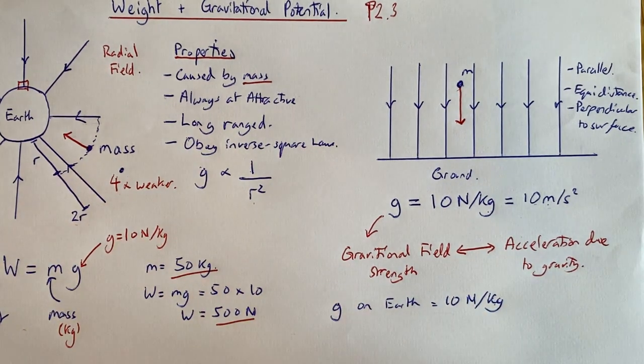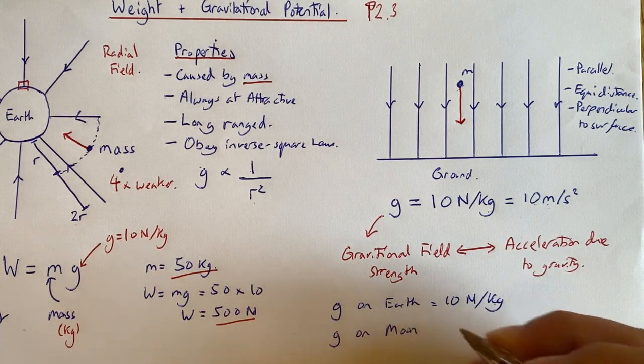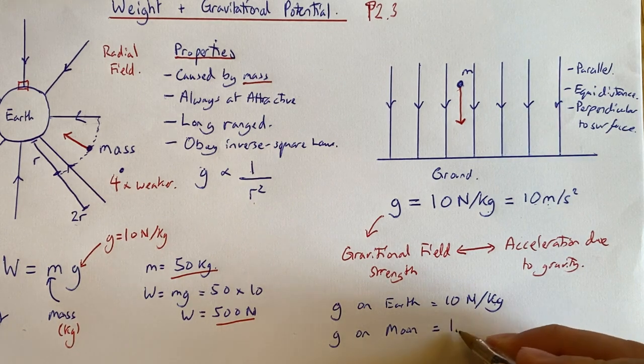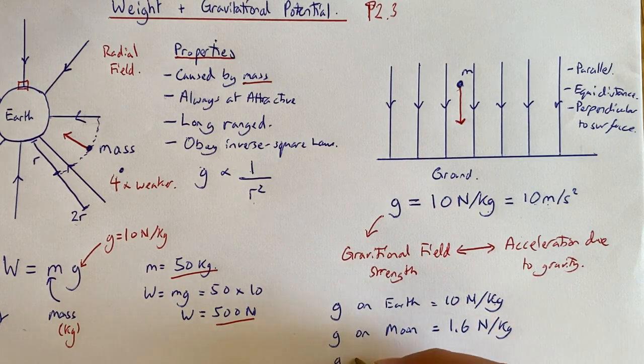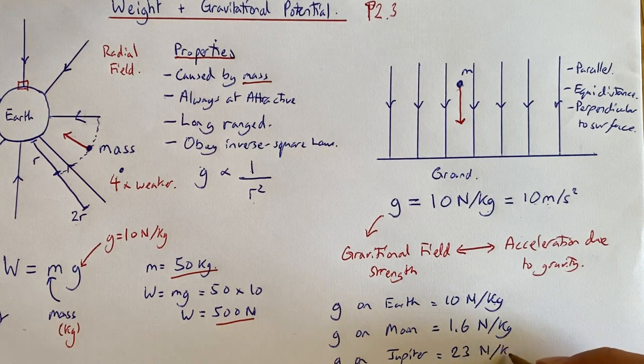I apologise for that. G on, say, for example, the moon. Now, the moon is about 6 times smaller than the Earth. So G on the moon is 1.6 newtons per kilogram. Jupiter, which is the largest planet in our solar system, has a much bigger mass, and therefore Jupiter has a G of 23 newtons per kilogram, or 22.9 if you want to be a bit more exact. But basically, other planets or other bodies could have different values of G.